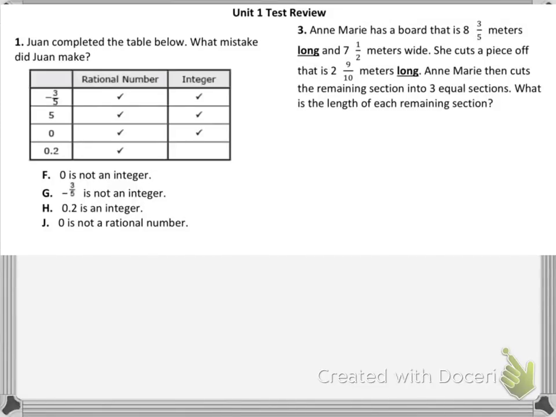Alright, so today we're going to go over our Unit 1 test review. My voice is still a little hoarse, so I probably sound a little weird. So I'm going to try to keep talking to a minimum, but still help you out with how to do the problems.